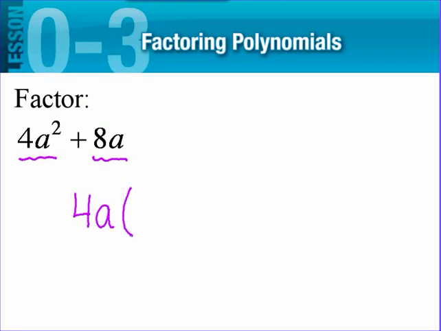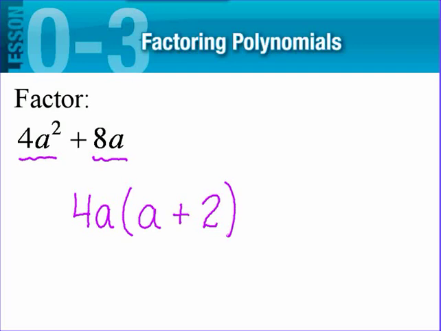Now, if I take out a 4a from 4a squared, what is left? A. A plus, if I take a 4 from an 8, what times 4 gives me 8? 2. Since I've already taken the a out, I'm done. So that is just going to be your final answer.